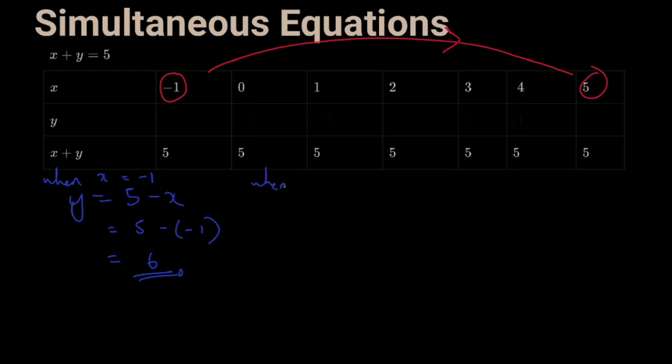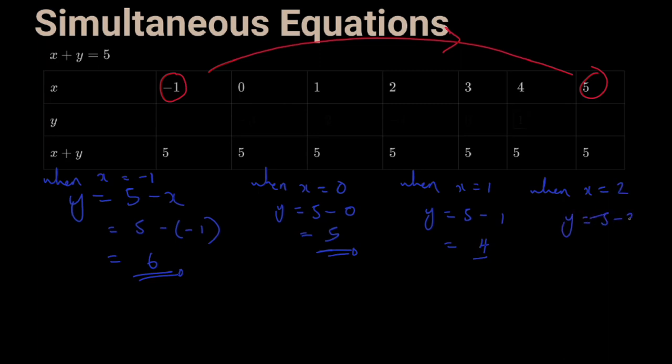Okay, when x is equal to 0, rather, because we are increasing it by 1 here, you'd be having y equal to 5 minus 0. 5 minus 0 is equal to 5. Okay, like this. And when x is equal to 1, you'd be having y equal to 5 minus x, which is 1. So you'd be having 4, like this. Okay, when x is equal to 2, you'd be having y equal to 5 minus 2, you get 3, obviously.